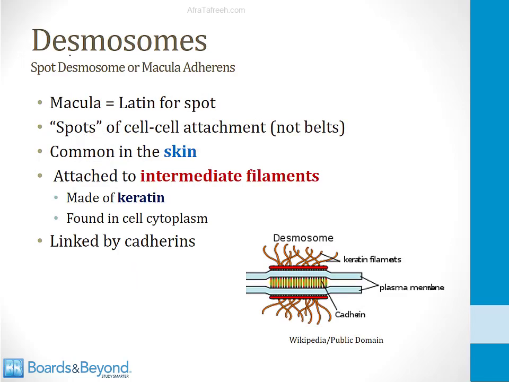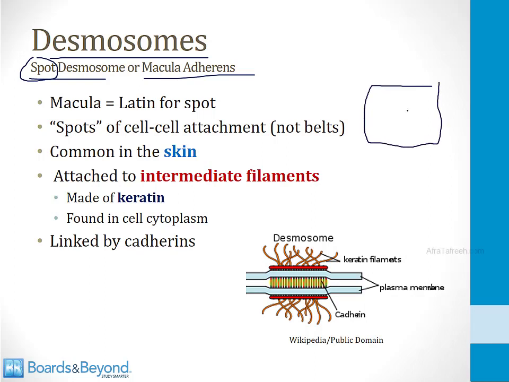Our next type of epithelial cell junction is the desmosome. This is sometimes called a spot desmosome or the macula adherens. And the reason it's called a spot desmosome is because these are little spots where two epithelial cells are linked together. So for example, if we were looking at the face of an epithelial cell, a desmosome is a little spot where it's linked to another epithelial cell.